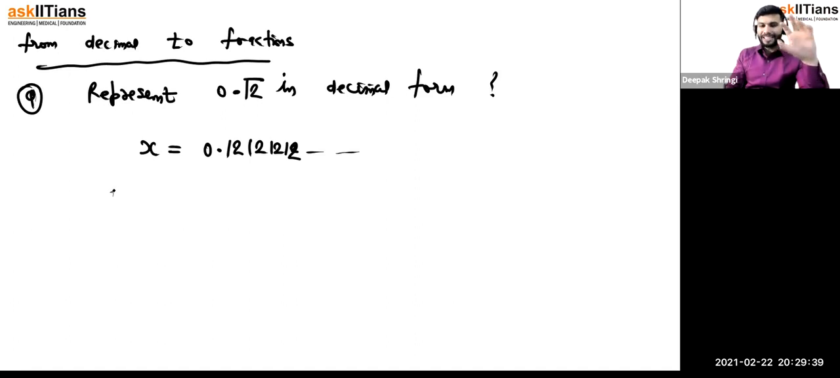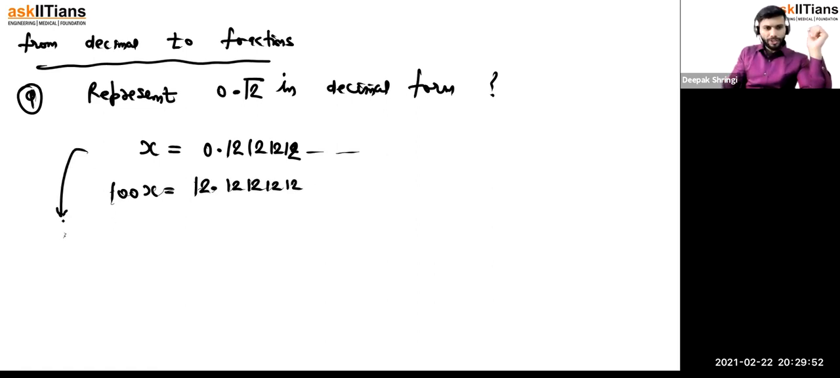So if I multiply x by 100, what will I get? 100 times x. And if I multiply the number by 100, I'll get 12.121212 like that, right? Now, the first one you will just write over here. It's not necessary, but it would become simpler for you to solve, that's why.